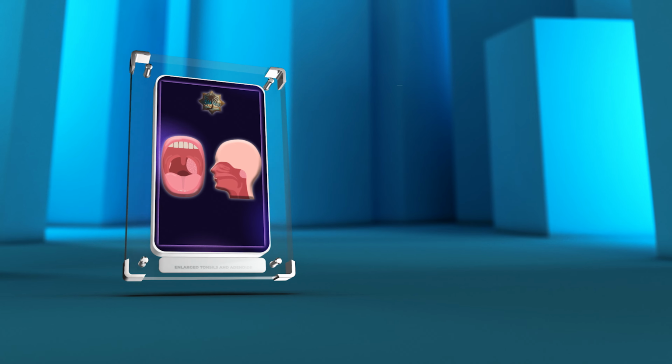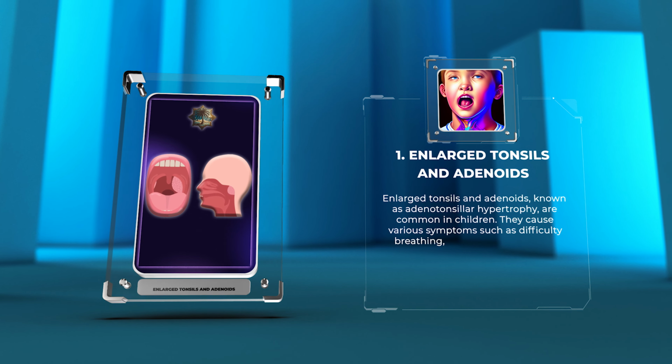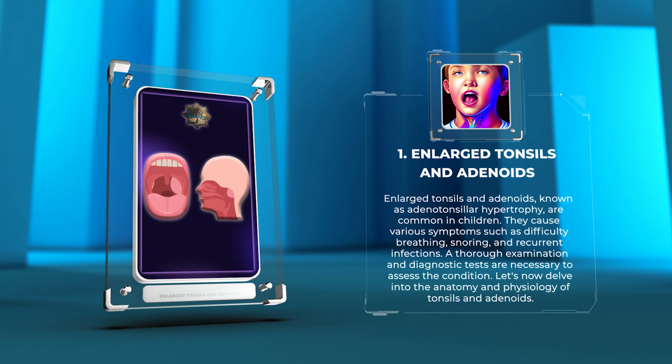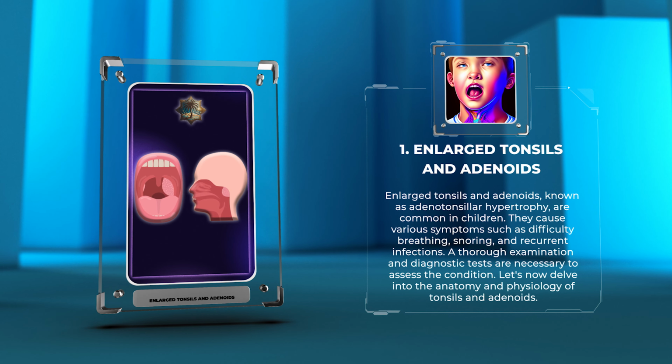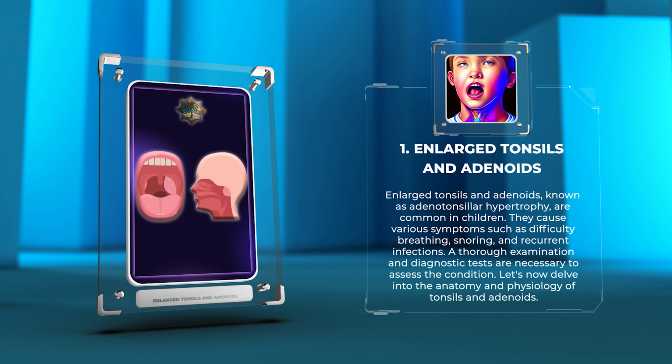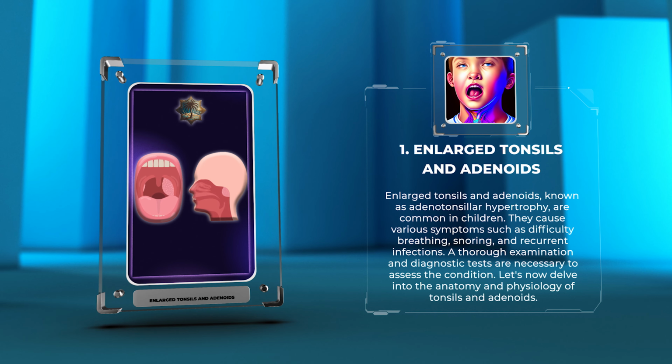Let's begin. Enlarged tonsils and adenoids, known as adenotonsillar hypertrophy, are common in children. They cause various symptoms such as difficulty breathing, snoring, and recurrent infections. A thorough examination and diagnostic tests are necessary to assess the condition.